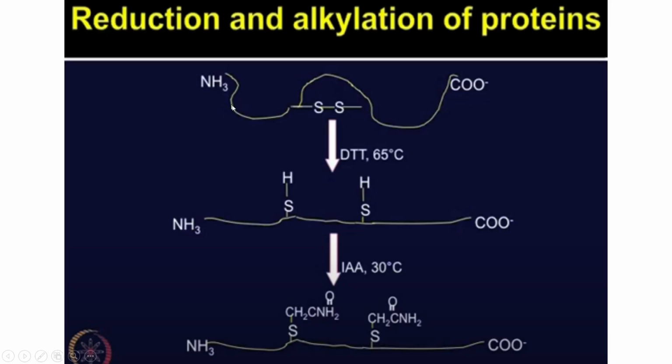So what happens if your protein is like this: you will break the disulfide bond using DTT. Now the bond is broken, and in order to make sure that they are not getting realigned or making the disulfide bond again, you will alkylate it.